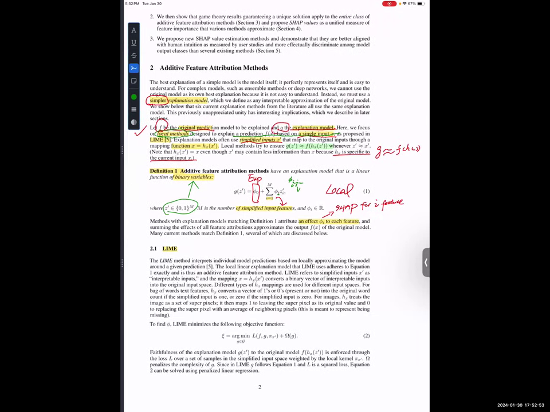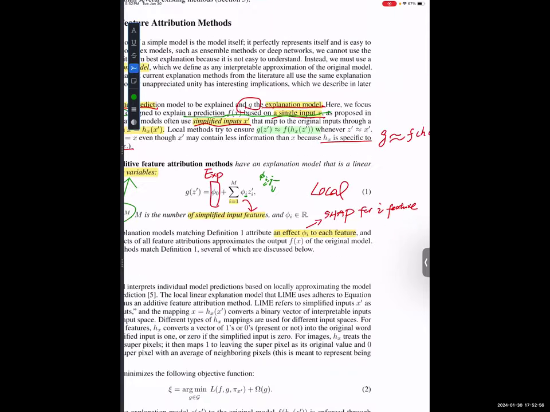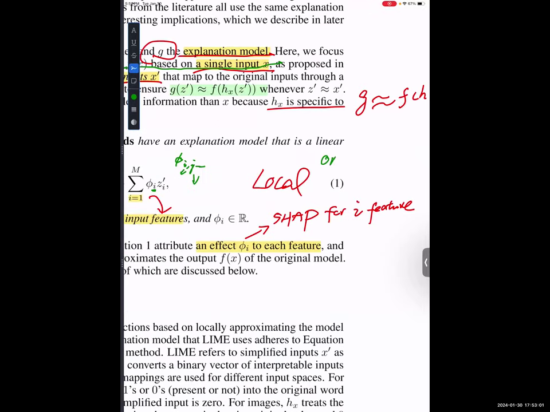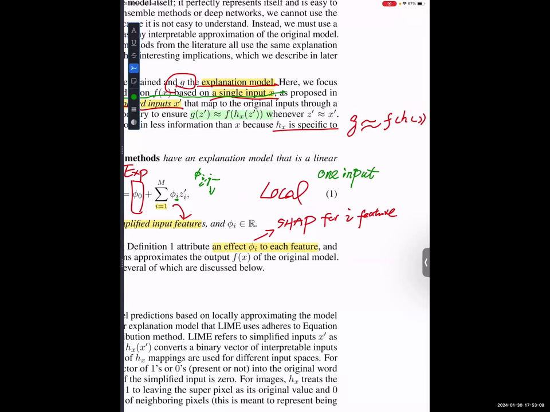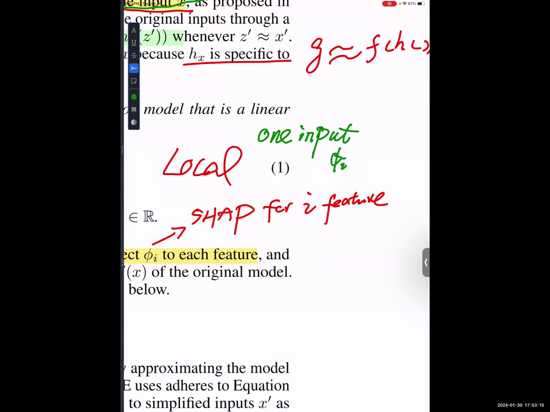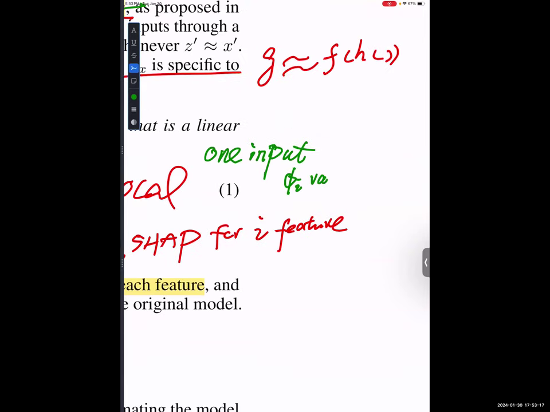This is a so-called local model for one feature, one input, which means that phi I will change for every input. So phi I varies for each input.